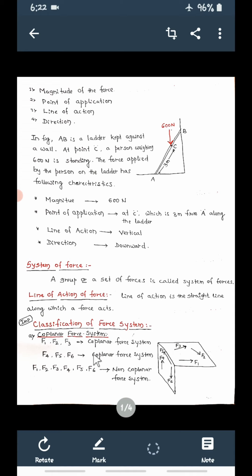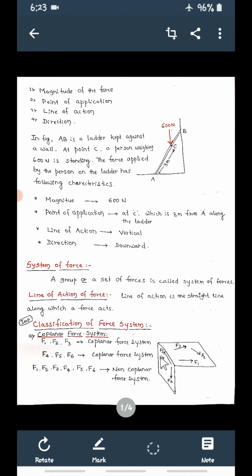Now if you consider only these three forces, F1, F2, F3, all three forces are acting on this sheet of paper or on this plane only. So these three forces are called a coplanar force system. That is, F1, F2, F3 are acting on the same plane, so these are a coplanar force system.